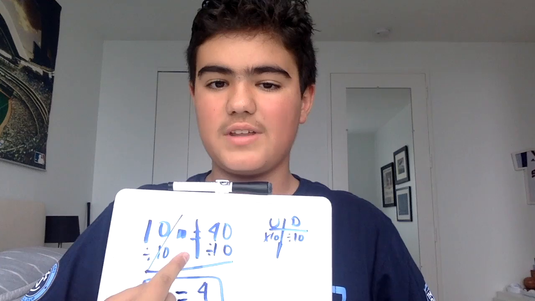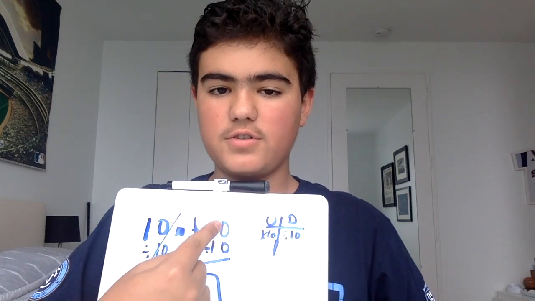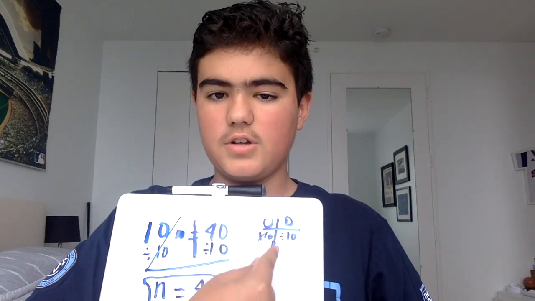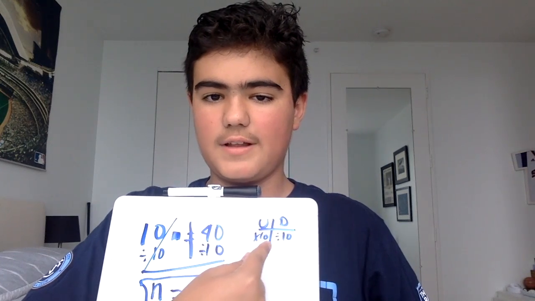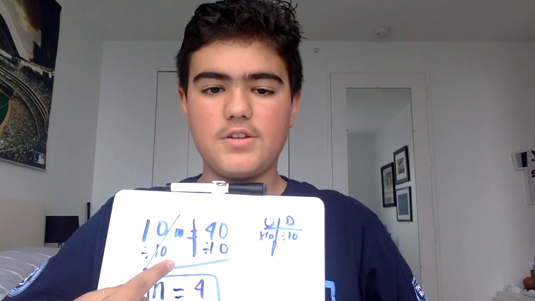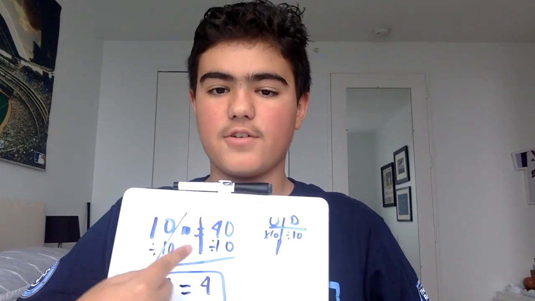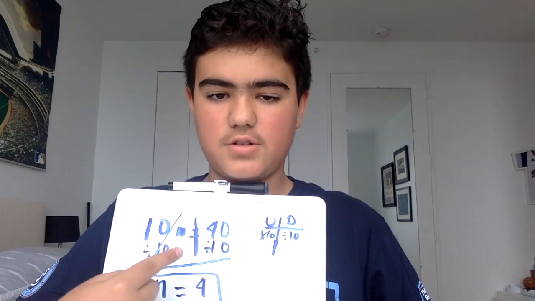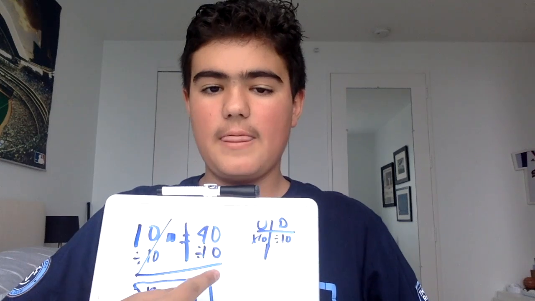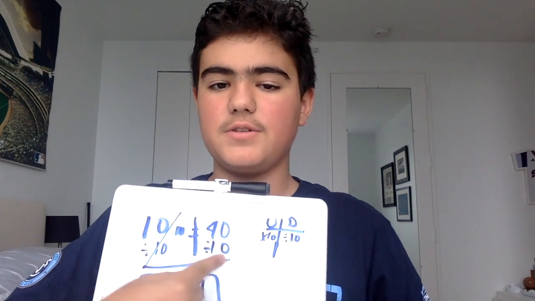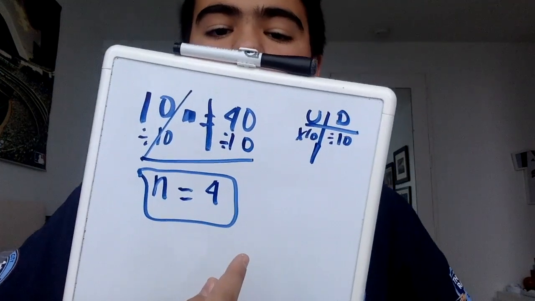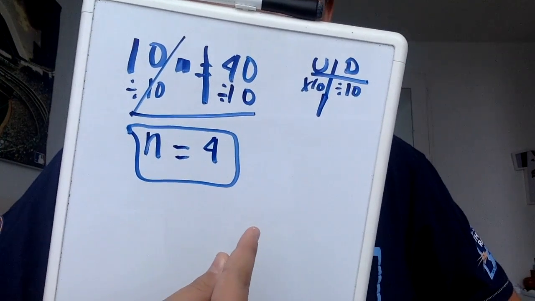So what do we do? We first draw the river on the equal sign. Then we do our undo and do chart. That's what the U and D stands for. And then what we have to do for the 10n is the inverse operation. So what we do is divide by 10 here, and then it cancels that out. And then what we do to one side, we do to the other side. So 40 divided by 10 is 4, so n equals 4.